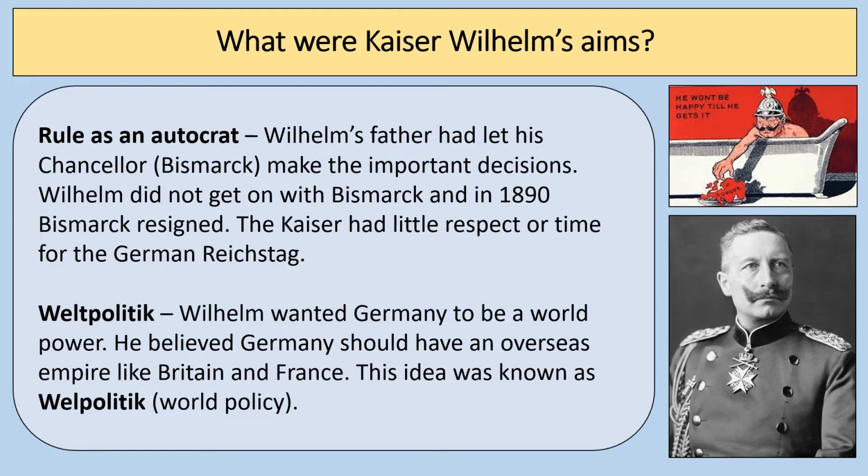they wanted to. His other aim is Weltpolitik, and we can see there a cartoon. It's a British cartoon, actually, showing the Kaiser reaching out for control of Europe during this time. He wanted Germany to be a world power. He believed that Germany should have an overseas empire, just like Britain and France. So Weltpolitik is a key concept for you to learn and remember.